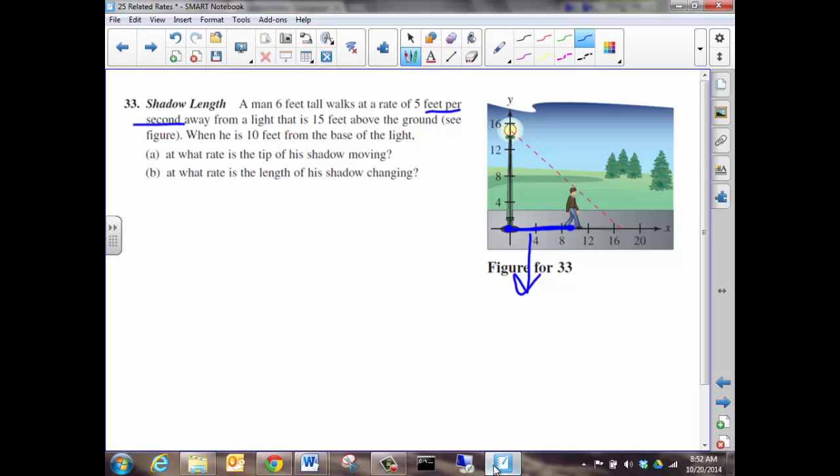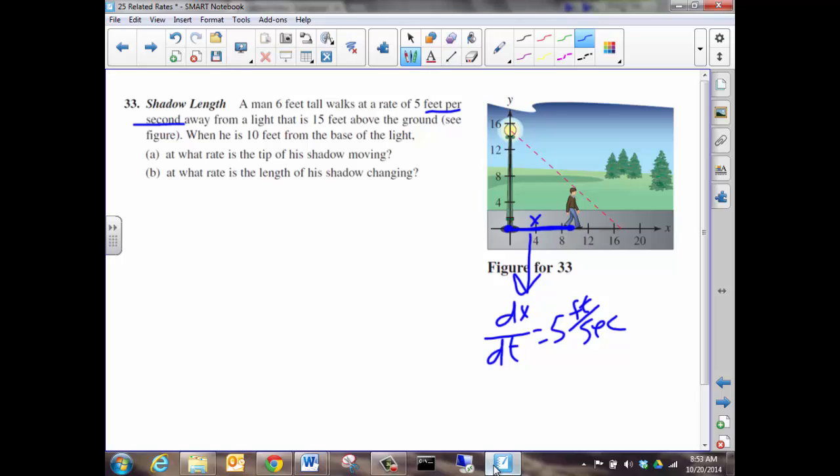What do we want to call that distance? X, Y, Z, Q, P, R? X, okay. So this distance is changing at a rate of 5 feet per second. Is X getting longer or shorter? Longer, okay. So it should be positive. Would everybody agree with that? Not the fact that he's walking to the right, but the fact that the distance from the pole is getting longer, okay?